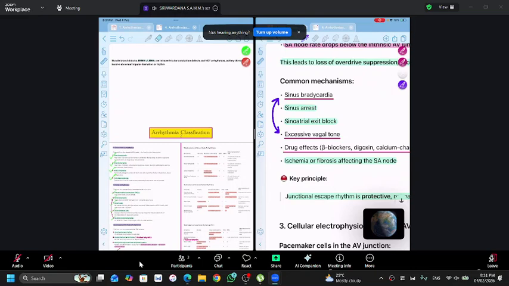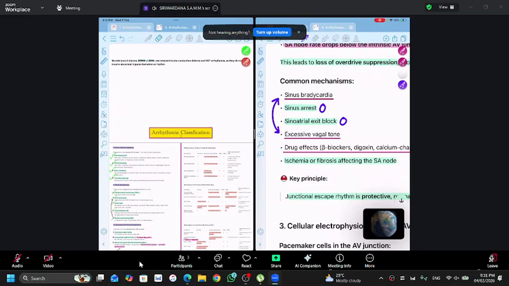Sinus arrest means that due to some pathology, the sinus node has stopped working. Sinoatrial exit block basically means that the sinus node is working, but the impulse cannot be conducted from the sinus node. In the periphery, there's some sort of a block.